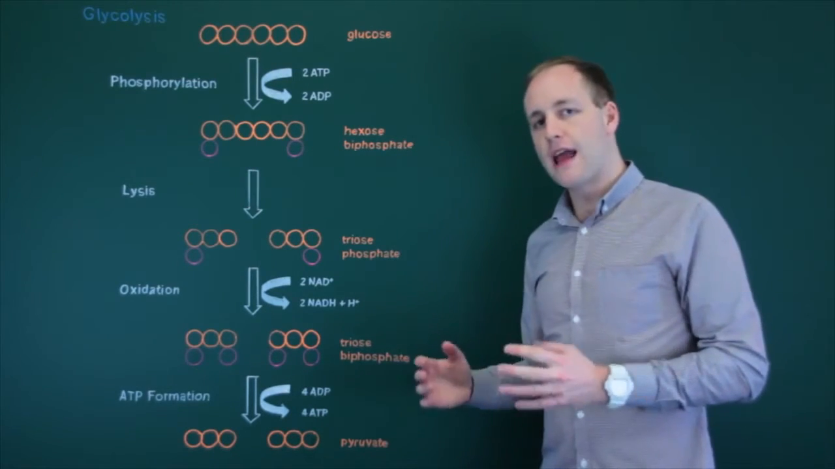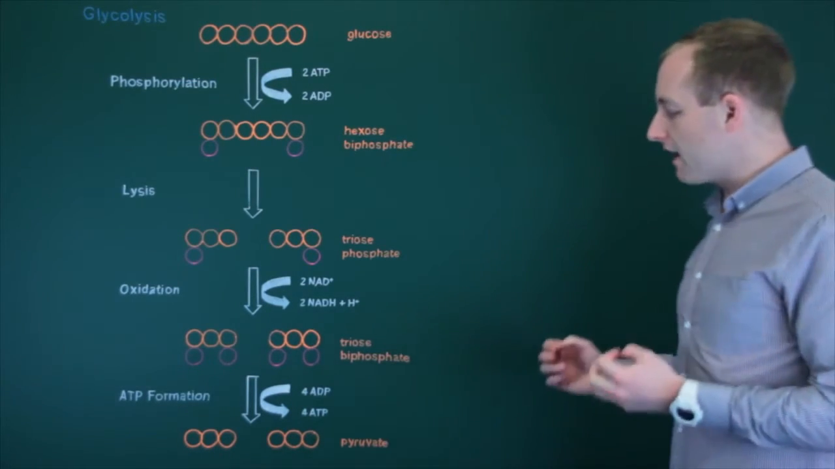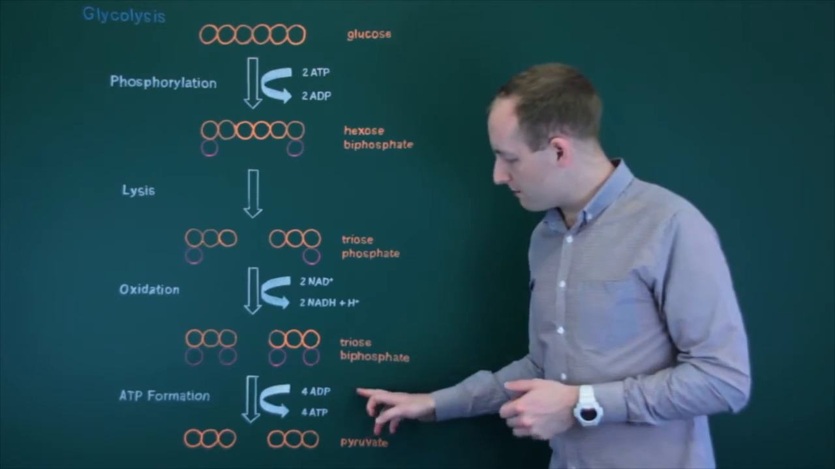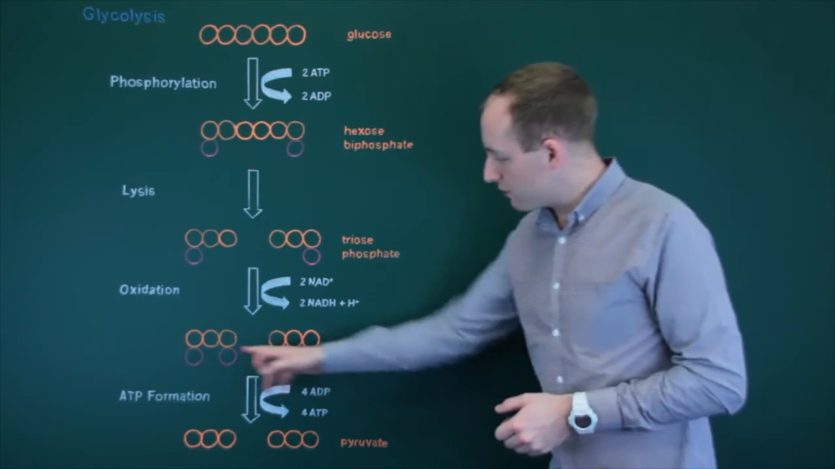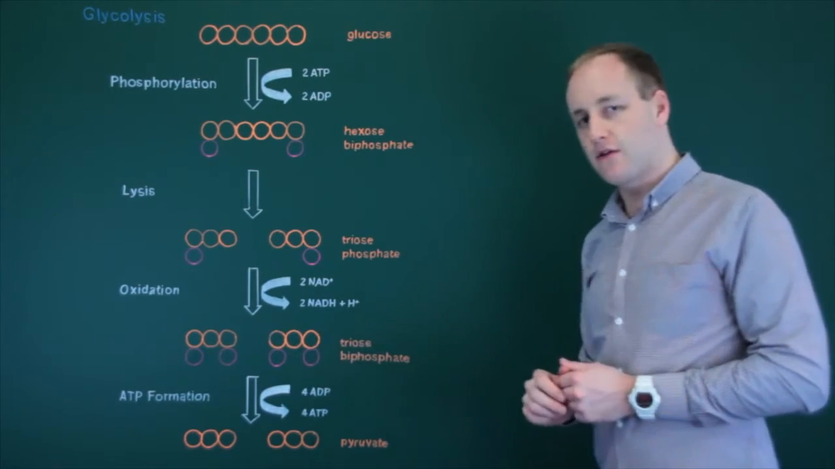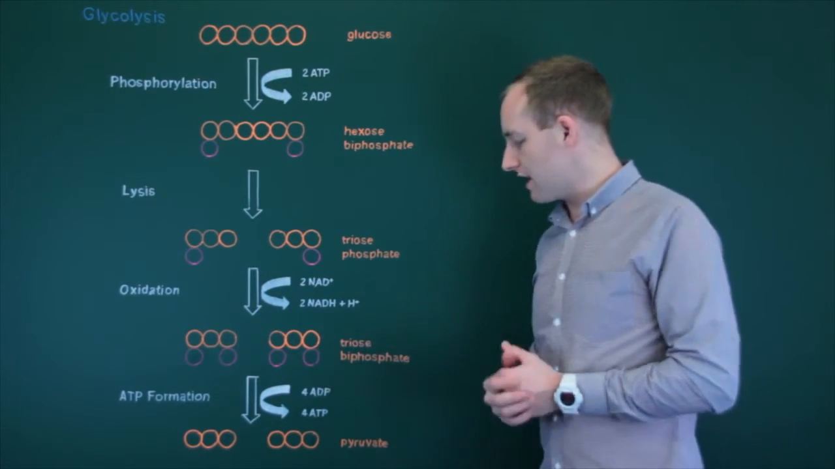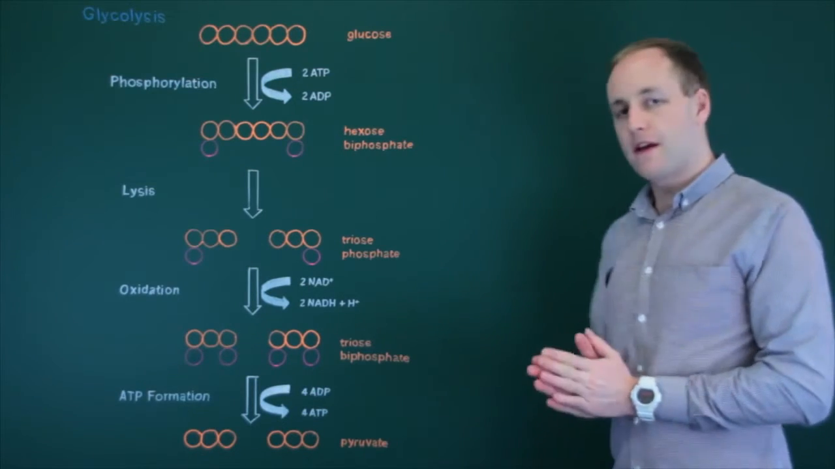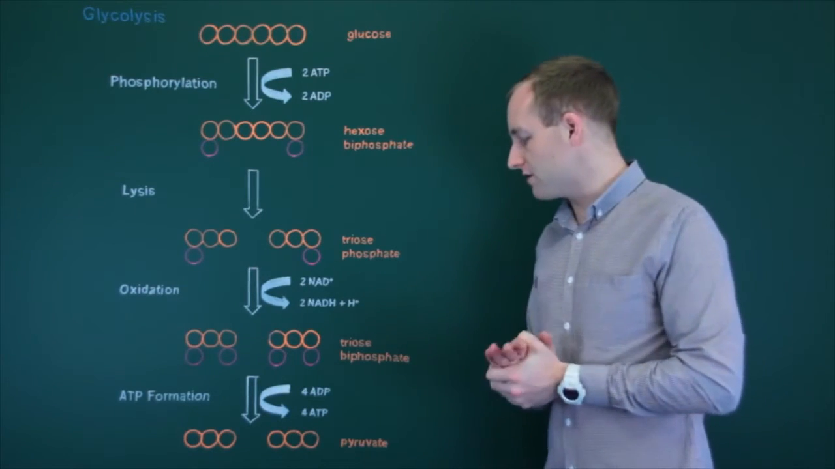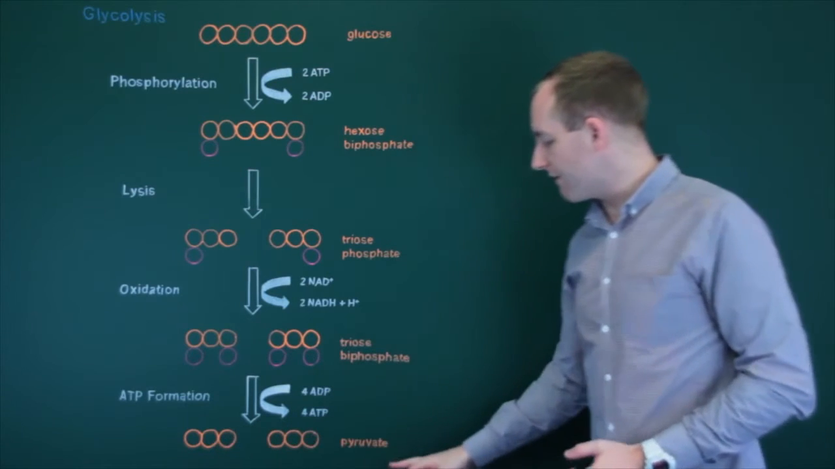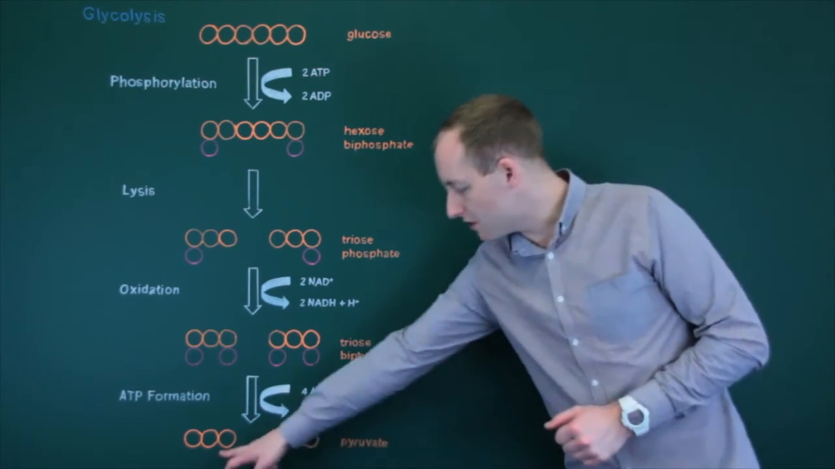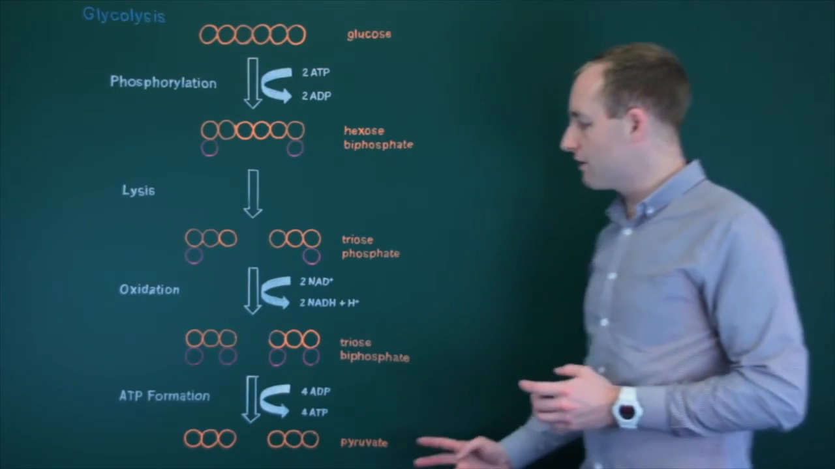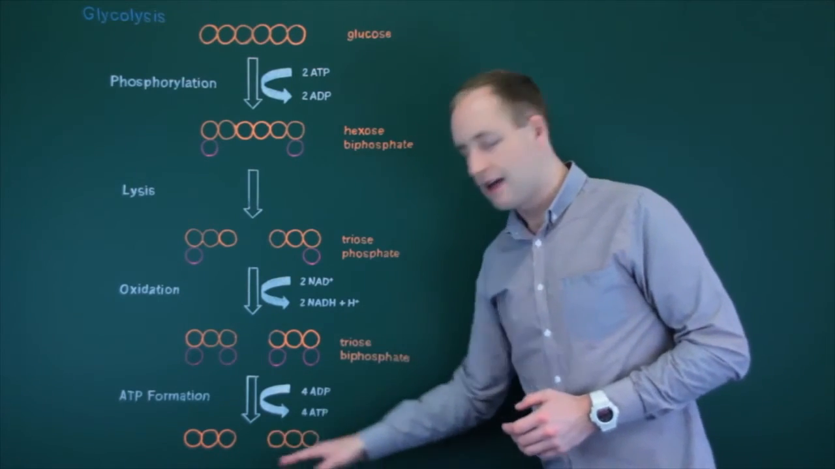We then undergo ATP formation, which is the final step, and this is where we bring in 4 ADP molecules and we remove these phosphate groups and attach them to the ADPs, forming 4 ATP molecules. Finally, we are left with our 3-carbon compound pyruvate, but don't forget we've still got 2 of them represented here.